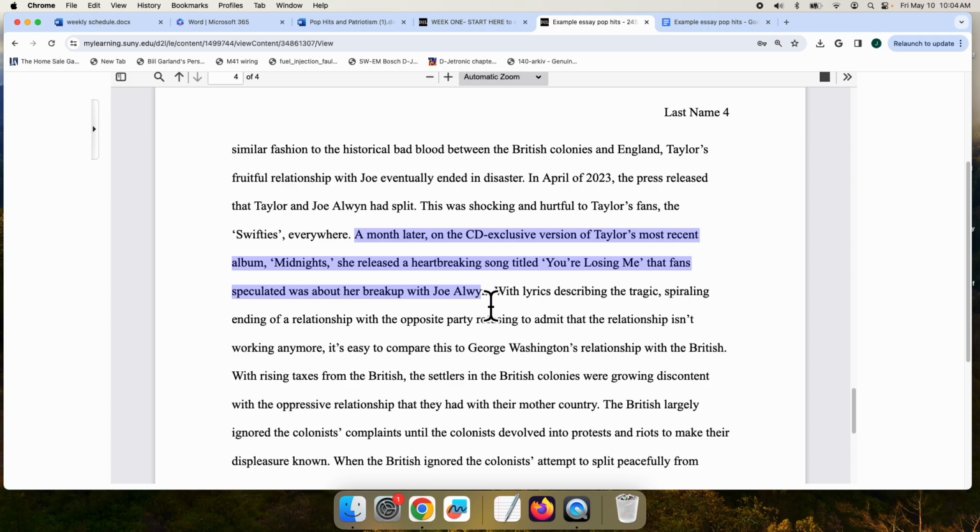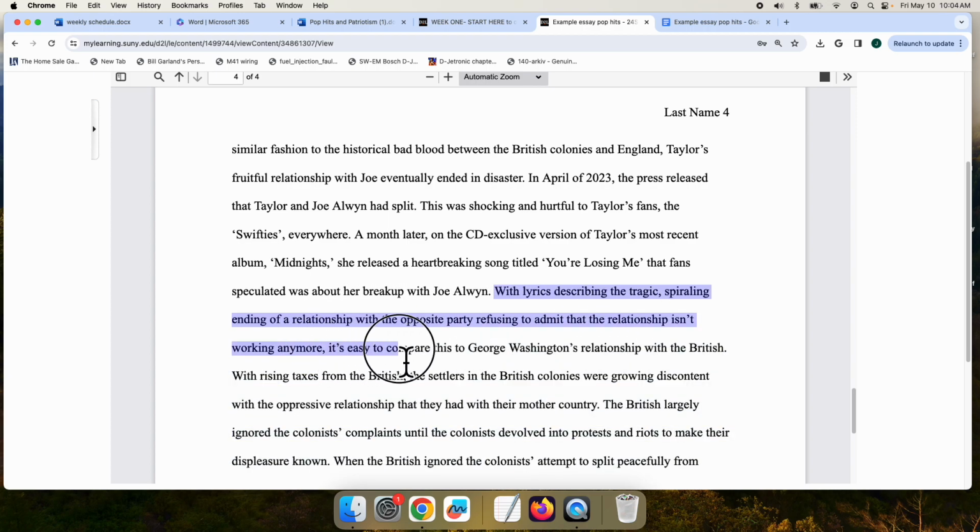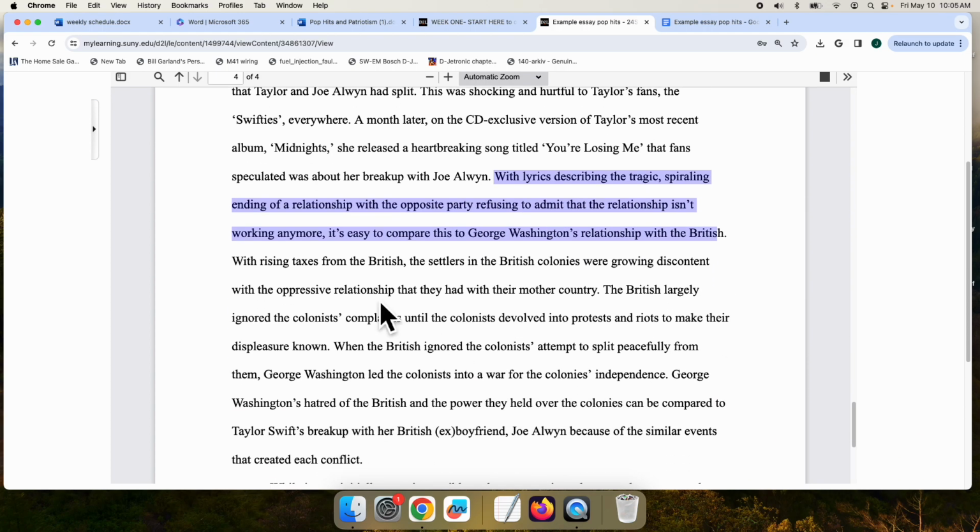So notice we're getting a very specific example of this messy breakup, just like the breakdown between the relationship with England and the colonies in the early United States. With lyrics describing the tragic, spiraling ending of the relationship, with the opposing party refusing to admit that the relationship isn't working anymore, it's easy to compare this to Washington's relationship with the British.